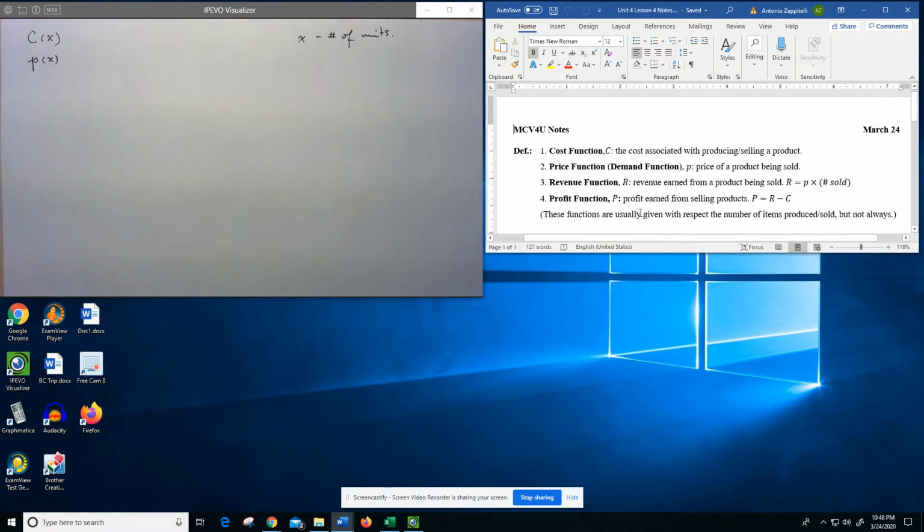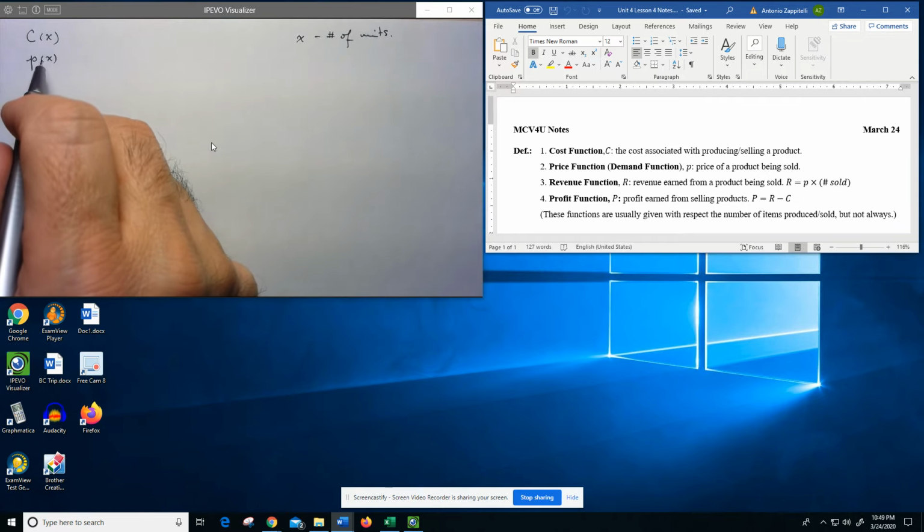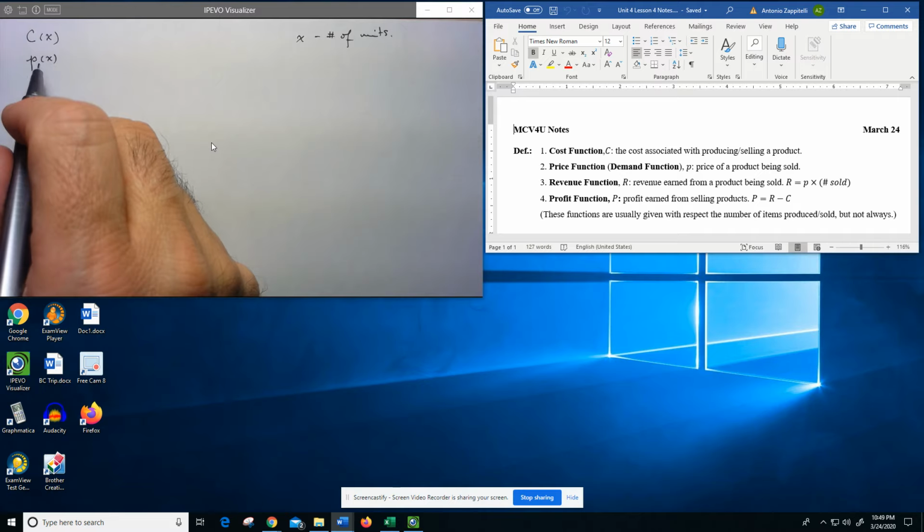All right, so next we have the price function, but the more official term for this function is the demand function, and that's the price of a product being sold. Now, again, you might think, well, the price of a product is a price of a product. Well, no, very often the price that gets charged depends on the demand for the product, depends on how many items you're going to be selling. It could work both ways. You could sell a lot of items because the price is low. Or if a lot of people want your product and are willing to pay more, you might charge more. So again, the price which gets charged can also be dependent on how many units are being sold.